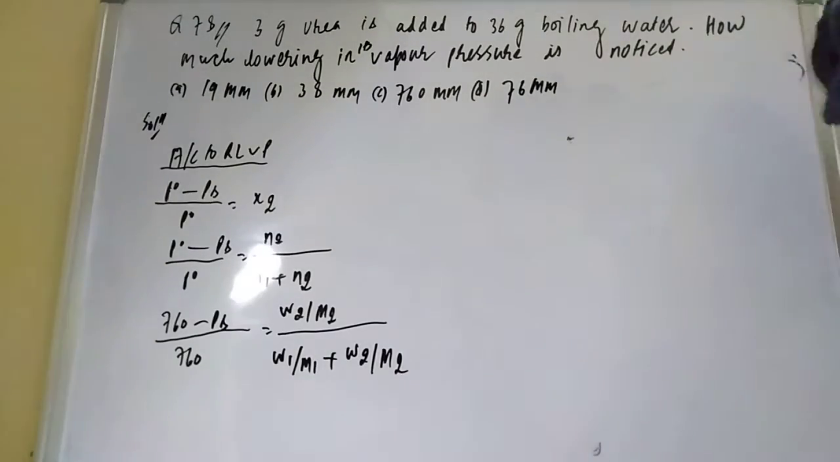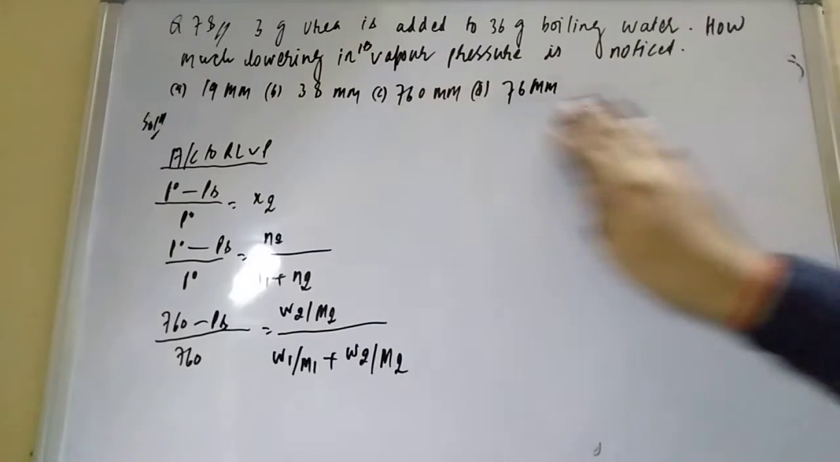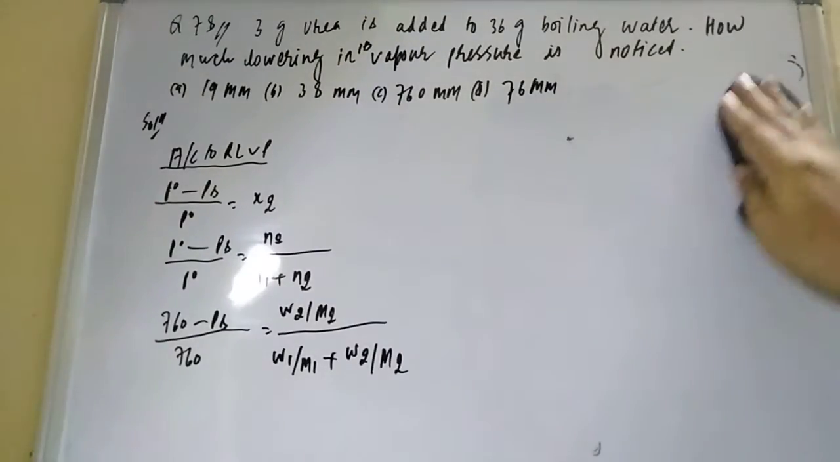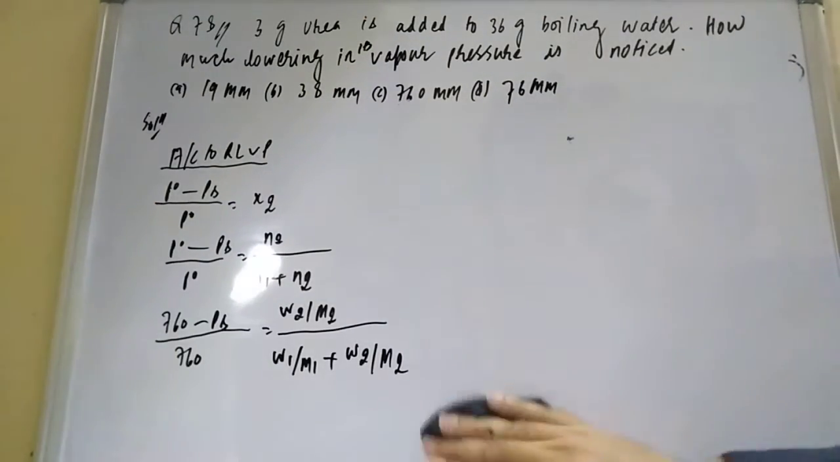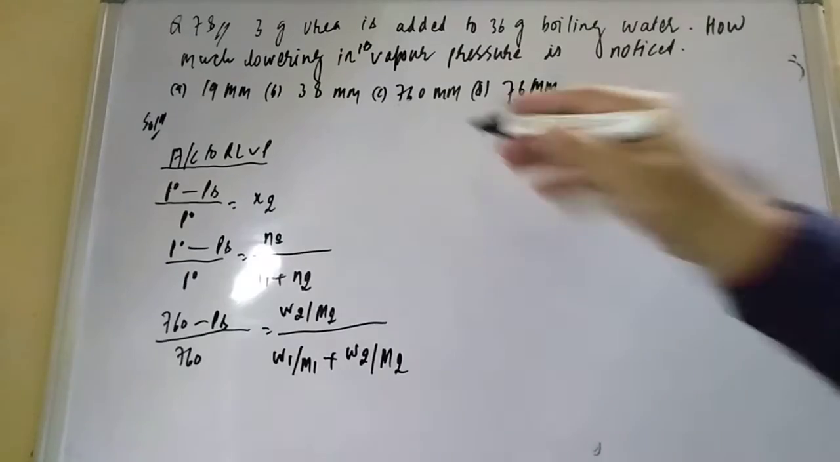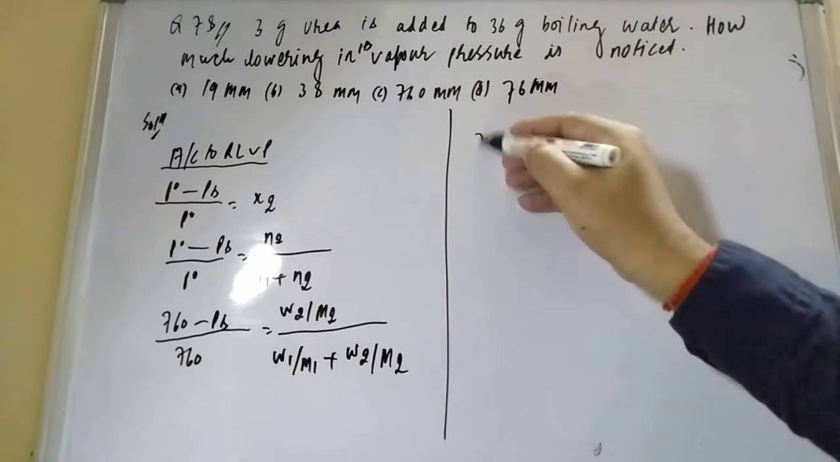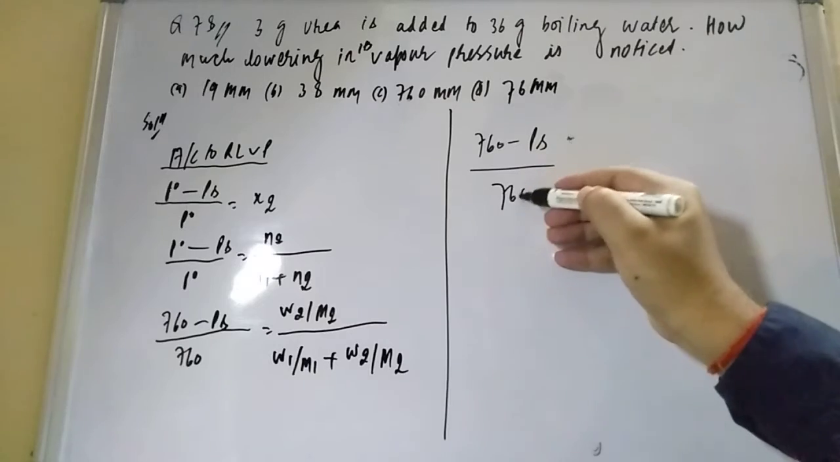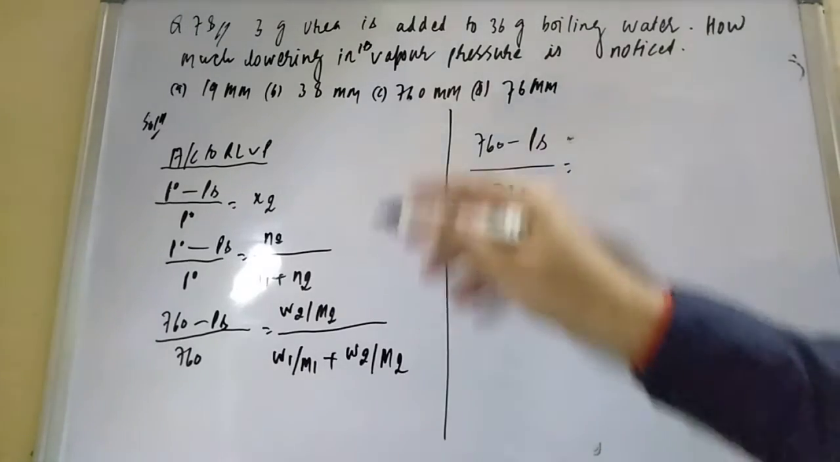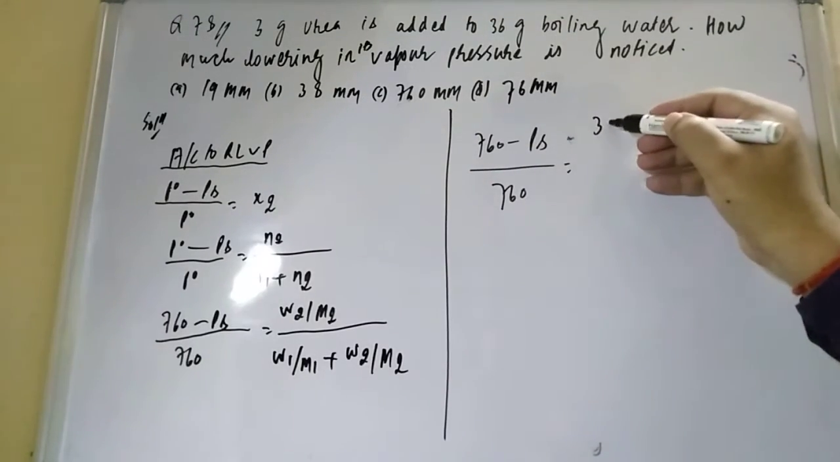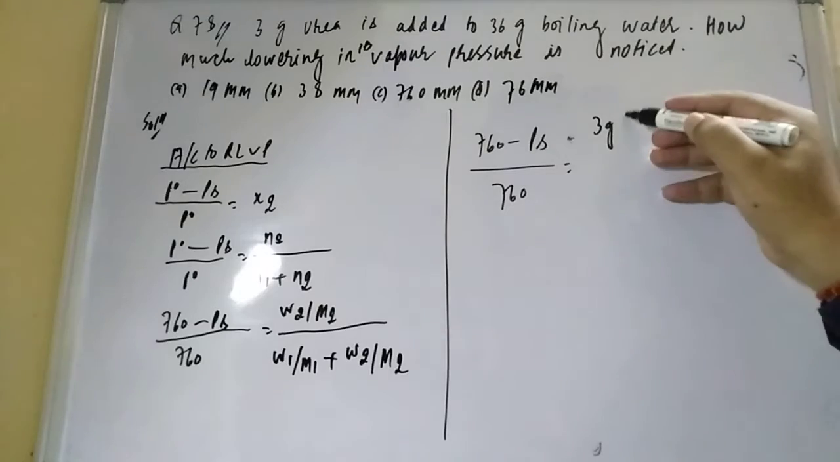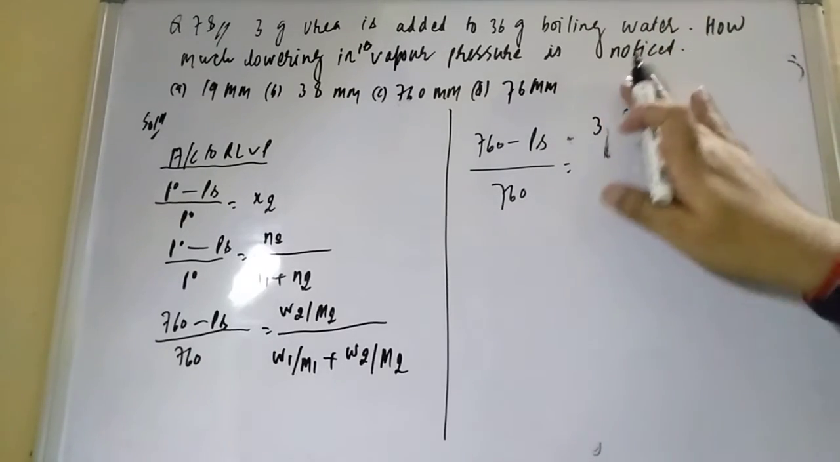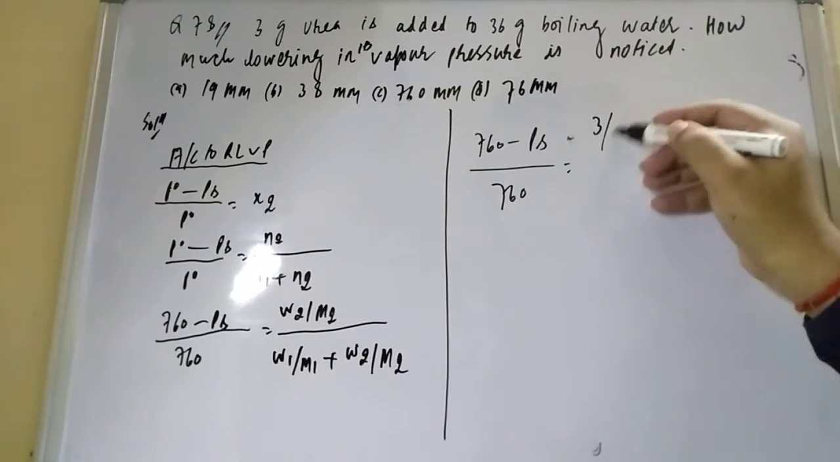Already I mentioned everything that you have to keep in mind, otherwise you can go back to the initial part, and you will be able to understand. So here you see, 760 minus PS upon 760 equal to W2 upon M2. How much is given? 3 grams urea, and molar mass of urea is how much, student? The molar mass of urea is 60.